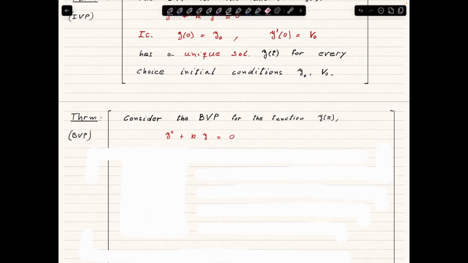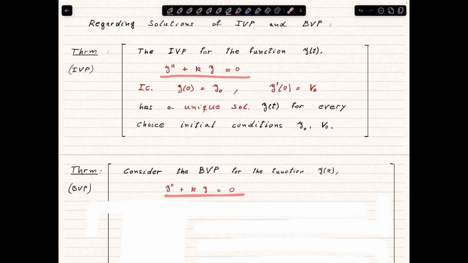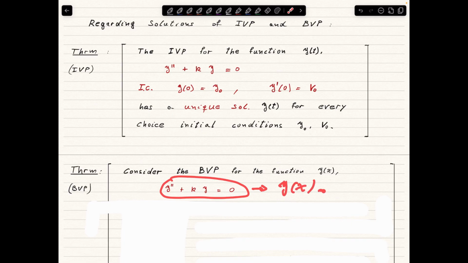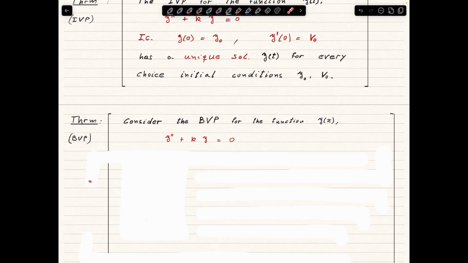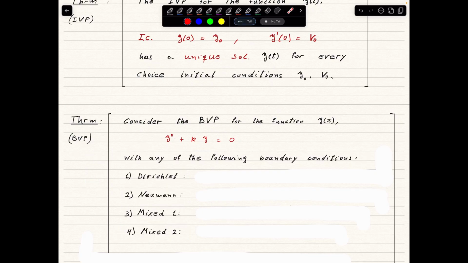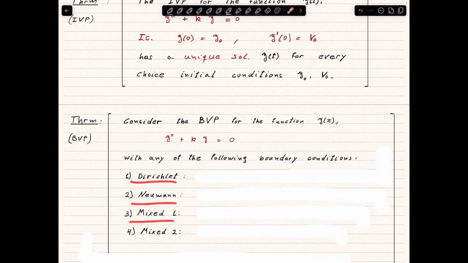This is what happens. Consider the boundary value problem for the function y of x given by the same differential equation as before. And now we solve this problem. We obtain the general solution, y of x general solution. We know how to do that. And now we need to find among all these solutions the solution that satisfies one of the following boundary conditions. Recall we introduced conditions of the form Dirichlet, Neumann, or mixed. There are two types of mixed conditions. So for each of these conditions we have a different solution.